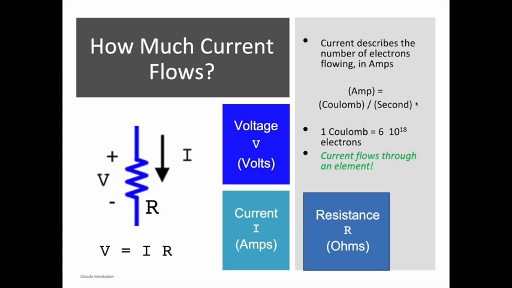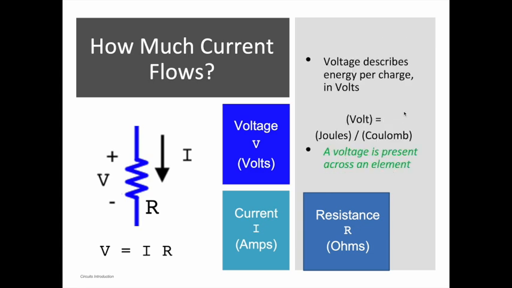An amp is a coulomb per second. A coulomb is a heck of a lot of electrons, 6 times 10 to the 18th. Again, current's flowing through that element. Voltage describes the amount of energy per charge in volts. A volt is a joule per coulomb, and the voltage is present across an element.